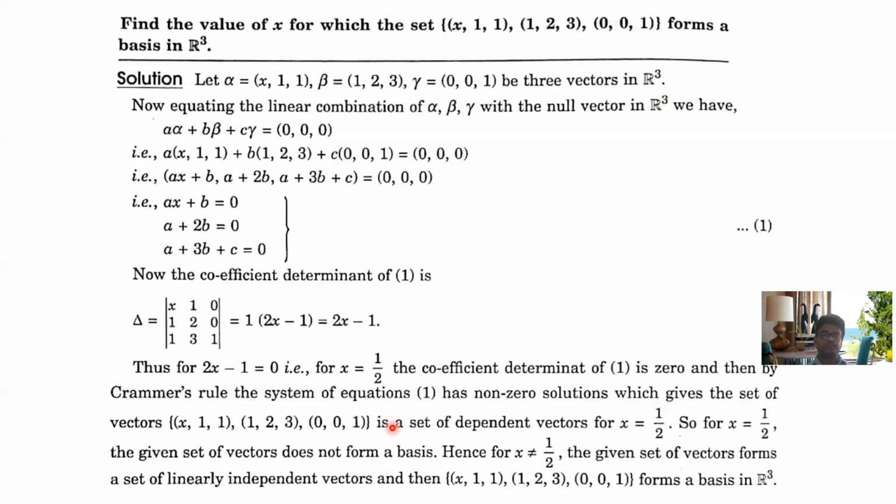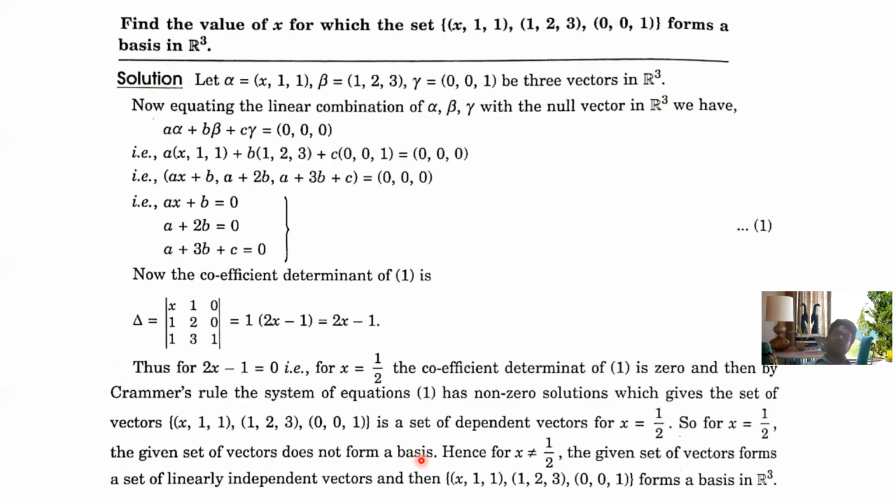If I put the set of vectors, that is (1, x, 1), (1, 2, 3) and (0, 0, 1), if the determinant value becomes 0, this set of vectors is linearly dependent for x equals half. So if x equals half, the set of vectors is not linearly independent, so that means the set does not form a basis.